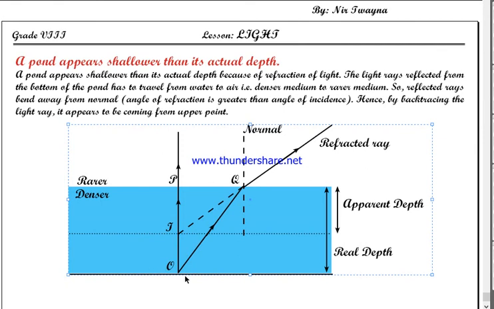That means the bottom of the pond is actually here. It is here, but you will not see it here, you will see it here. You will not see the real bottom of the pond, you will see the image of the bottom of the pond. That is why the apparent depth is less than the real depth. Apparent depth means what appears to be. That's why a pond appears shallower than its actual depth.